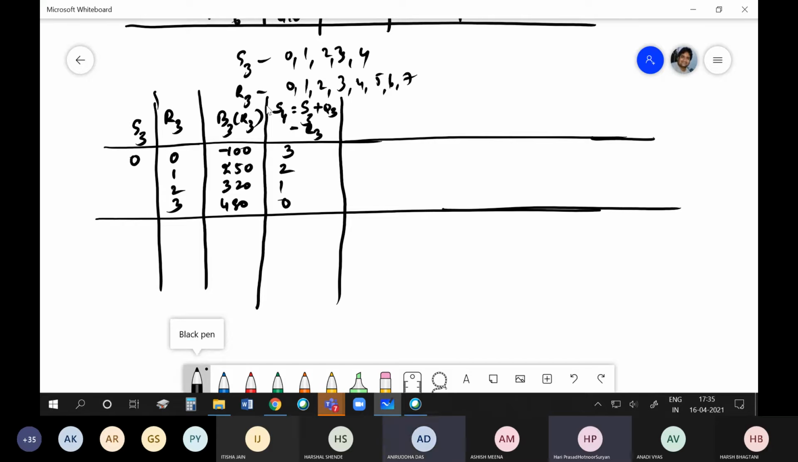4 or 5, that is the release. What is the benefit I am getting? F4 of 520. F4 star of S4, which is nothing but, okay.